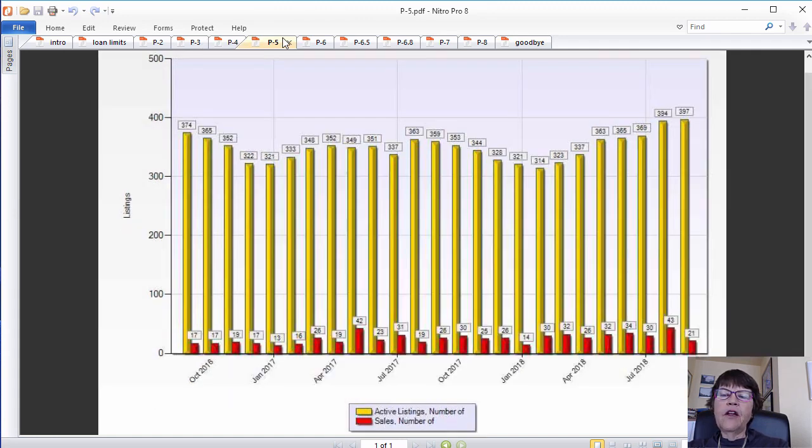This graph shows active listings versus unit sales. In 2016, an average of 18.4 houses sold per month. The same for 2017-2018 stands at about 24.5 units per month. However, the active listing numbers are up as well, especially in the last 2 months.